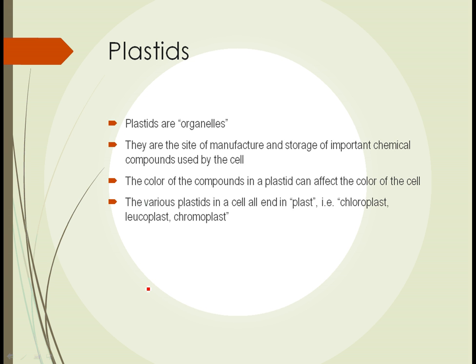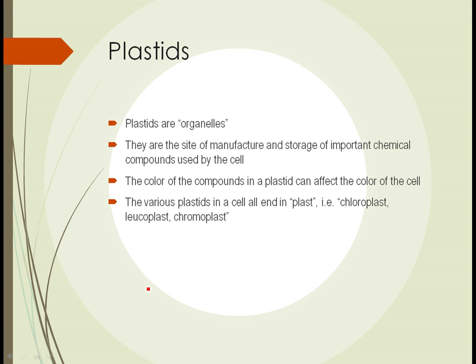Plastids. Remember we talked about chloroplasts containing chlorophyll. Chloroplasts are a type of plastid. A plastid is an organelle. It's not a full-blown organ. For instance, in a plant, a leaf is an organ, a stem, an organ. These things exist within cells, within a leaf, so they're organelles. They are the site of manufacturing and storage of chemical compounds that the plant uses.